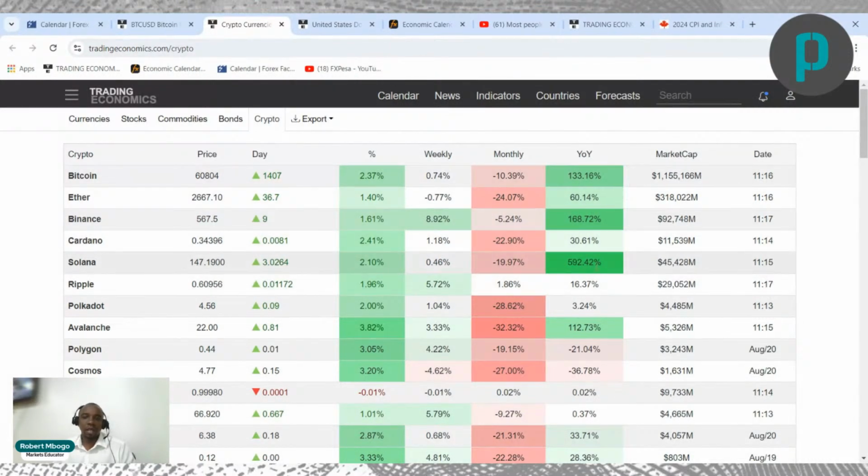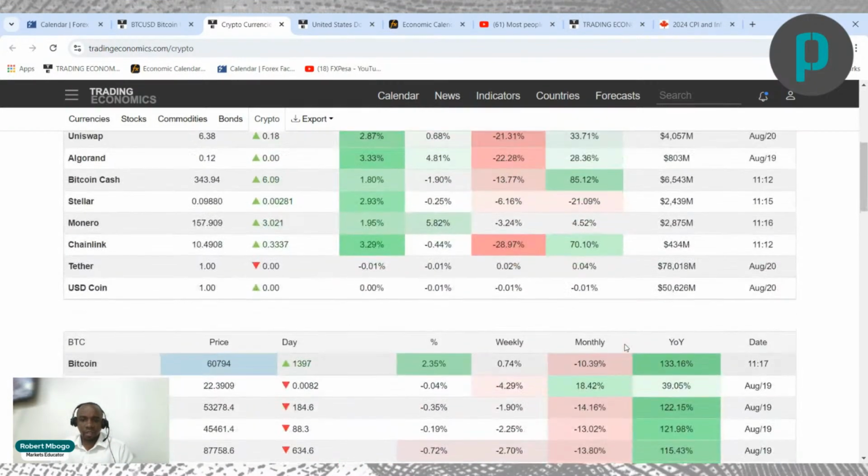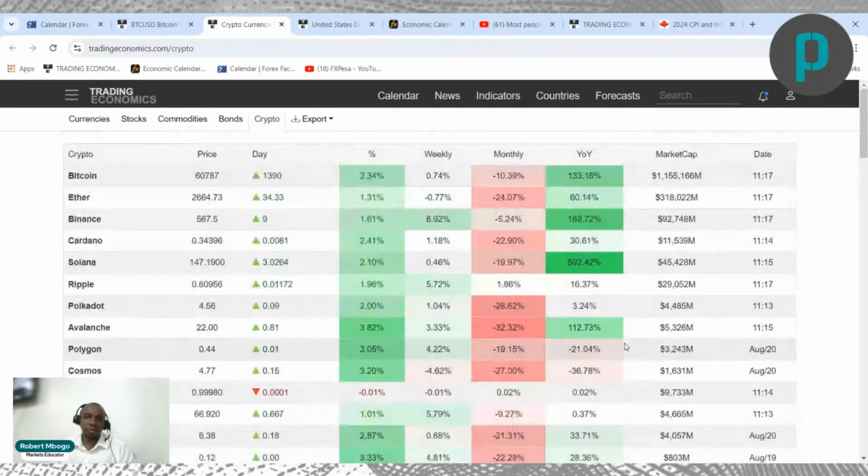So much of us focus on Bitcoin, but look at the returns on Solana yearly, right? That tells you how much. If you had invested, let's say, 1,000,000 Kenyan shillings, look at the returns that would have been on your investment. So these are some of the things we need to look at moving forward, and just diversify your portfolio. Awesome.